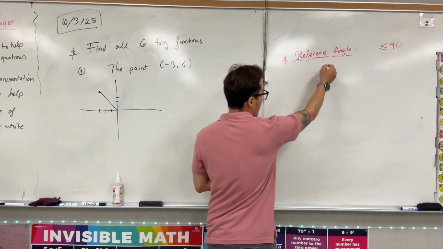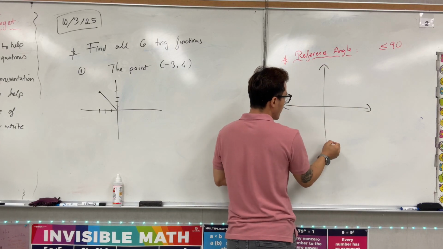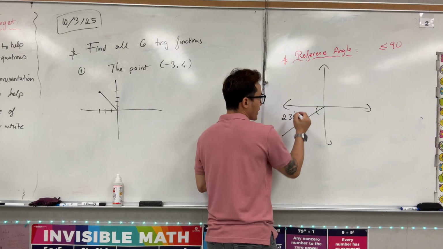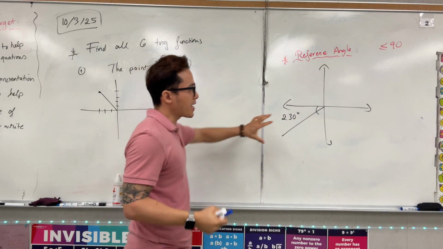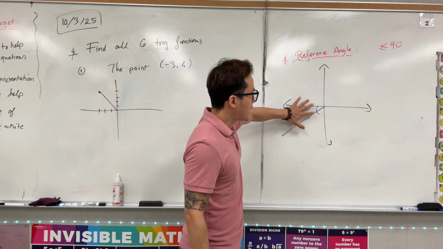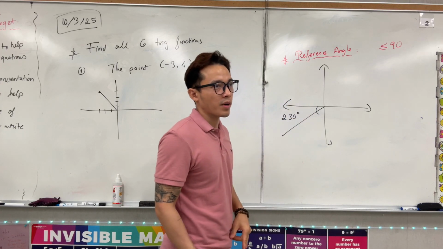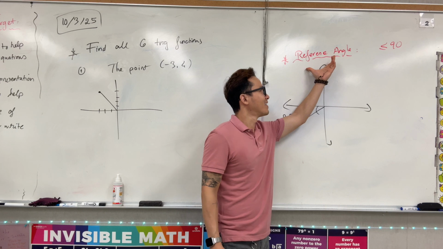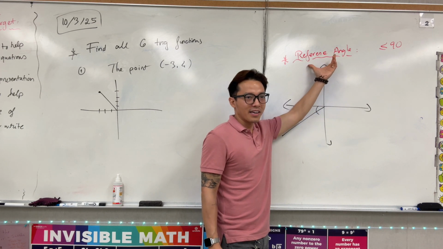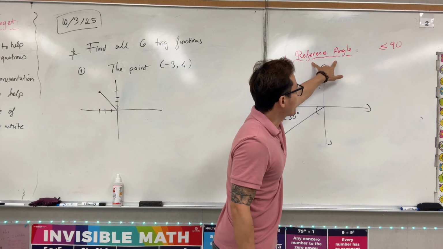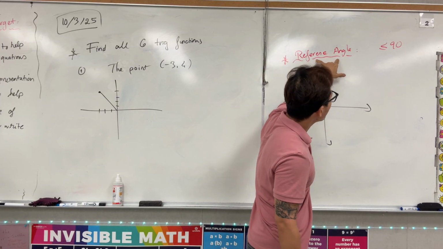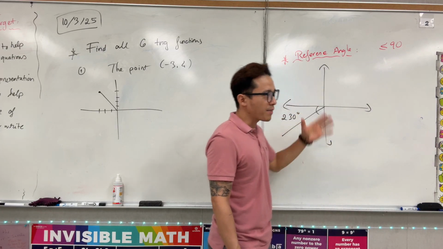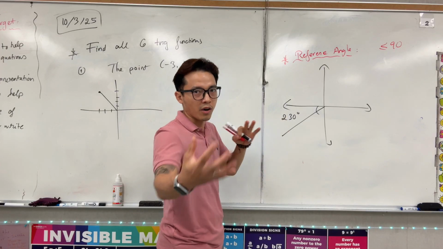Okay? So for example, if I give you this angle, 238 degrees, then you're going to find the angle that is less than 90 degrees but related to it. Reference angle is the angle that is less than 90, but that can help you find all the angles. That's a definition, but I want you to come up with your own definition.